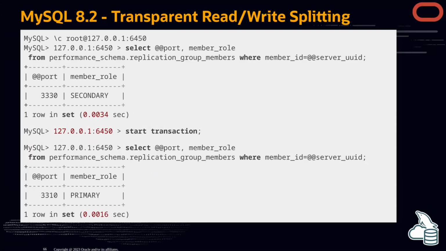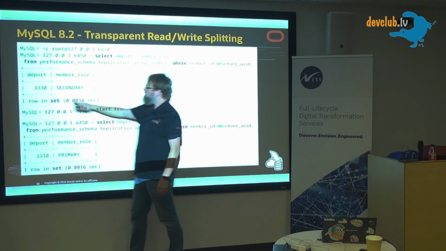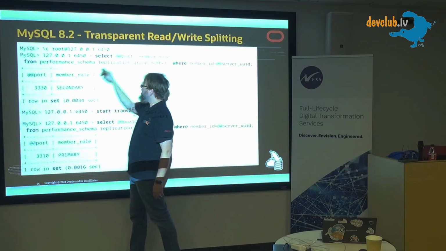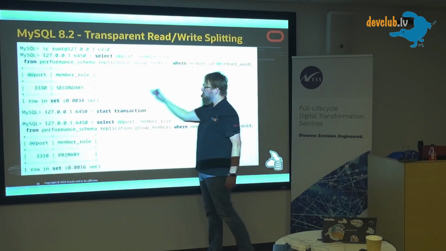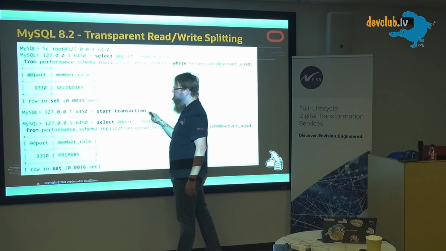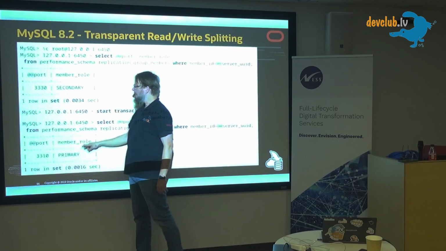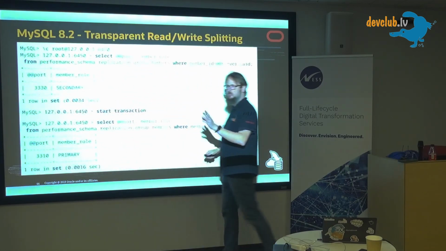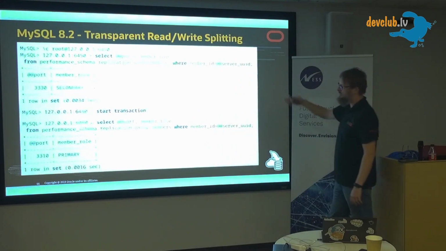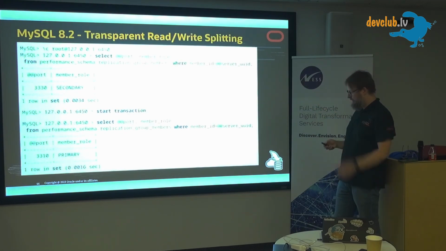For example here, I do select port, member role, and I see I am on port 3330, on a secondary, because I'm not doing any write, I'm not in a transaction. Now I want to start a transaction, not a read-only transaction, so if I check, I go to the primary directly. But I'm still on the same port, and I didn't change anything. I just do that in my MySQL session, in my MySQL connection, and it will go to the right machine at the time.